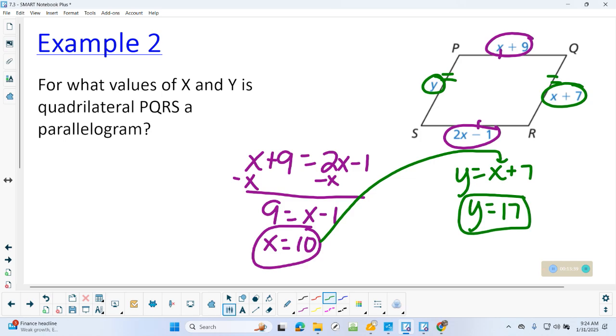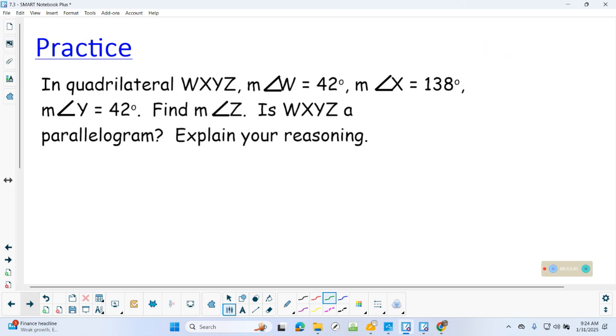Oh gosh, I'm going to have to draw a picture here. Let's get excited. In quadrilateral WXYZ, angle W is 42, angle X is 130, find Z. Is it a parallelogram? Okay, let me read it. So first off, I would probably draw a picture here. I'm going to draw a generic parallelogram. Don't judge my art skills.